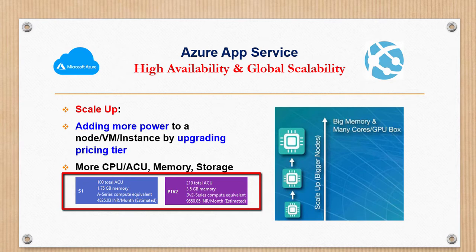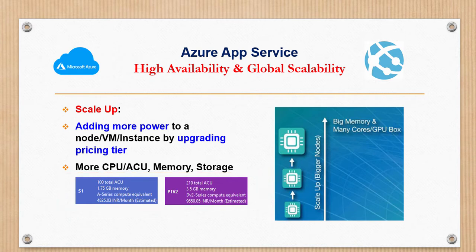In this example, two pricing tier S1 and P1 V2. If we want to scale up by upgrading from S1 to P1 V2, then we will be adding more ACU to the new node. In S1 there is 1.7 GB memory, but in P1 V2 there is 3.5 GB. So by upgrading, we can add more power, that is more CPU or ACU, more memory, more storage to a particular virtual machine or node. So this is all about scale up.